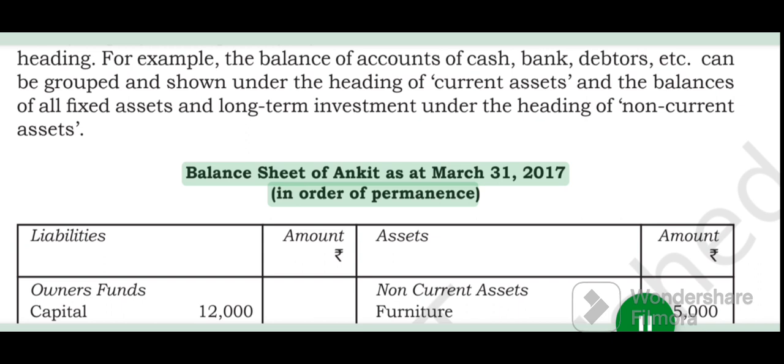Balance sheet of Ankit as at March 31, 2017, in order of permanence.